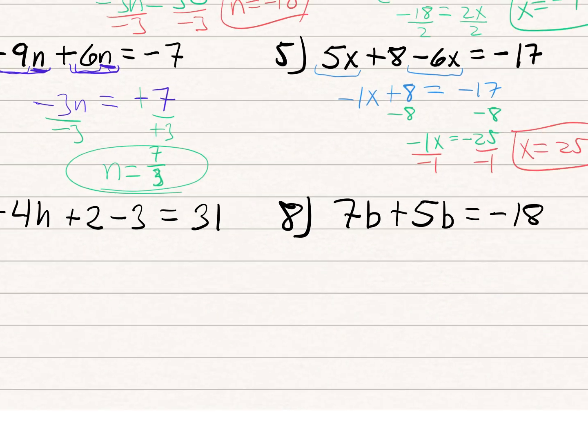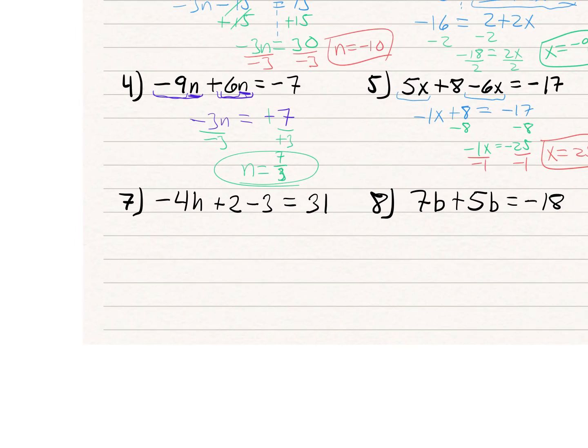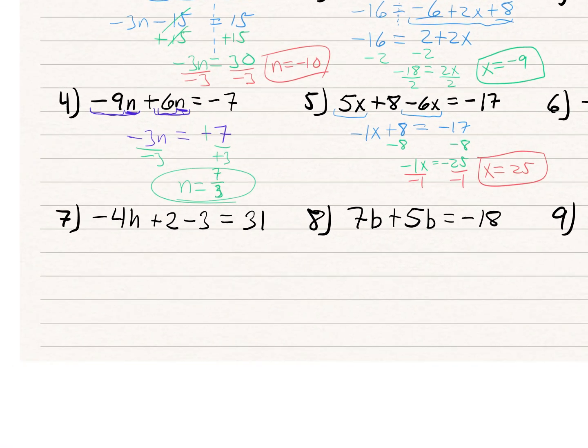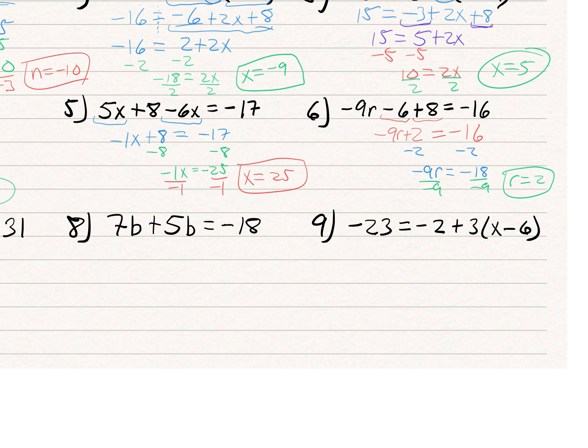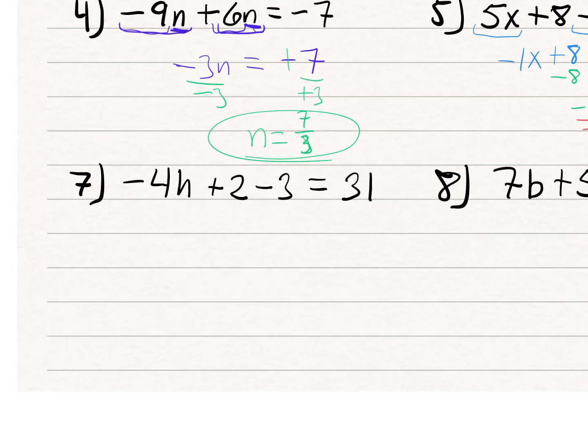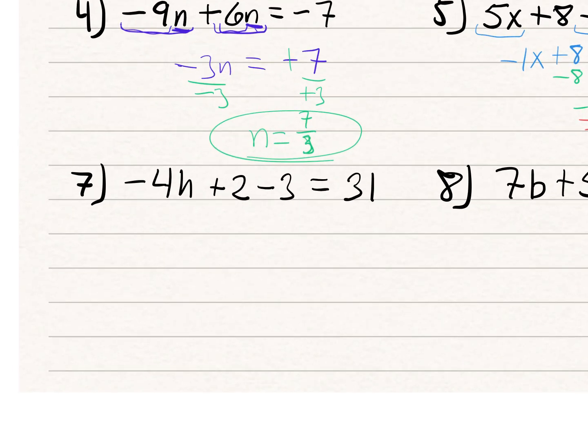All right, let's keep going. Great, 7 and 8, again, just like the others, you don't need to distribute. But number 9 is one where you have to distribute, right? So let's do these again as normal. We have negative 4h plus 2 minus 3, combine like terms, right? 2 minus 3 is negative 1. So we get negative 4h minus 1 equals 31.